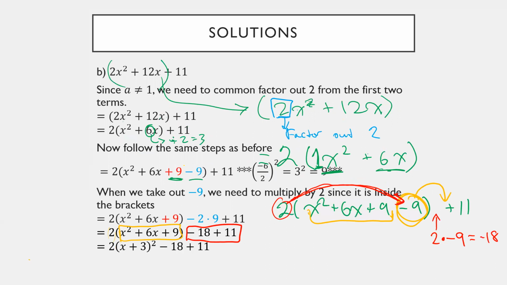So our last step here is to simply add these two numbers together, negative 18 plus 11, which ends up giving us negative 7. And that means we end up with 2 times (x plus 3) squared minus 7. And that is our vertex form. And looking at this vertex form, we can hopefully tell that the vertex would be negative 3 and negative 7. And that is our vertex there.